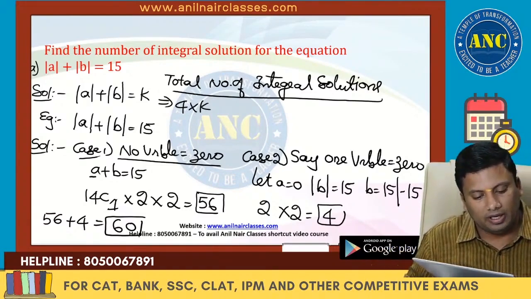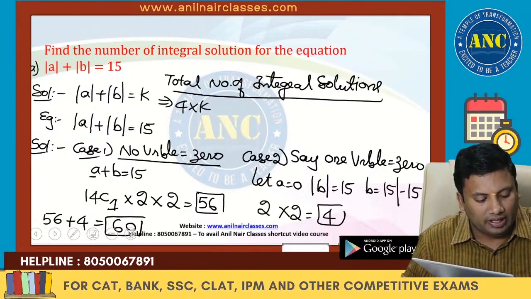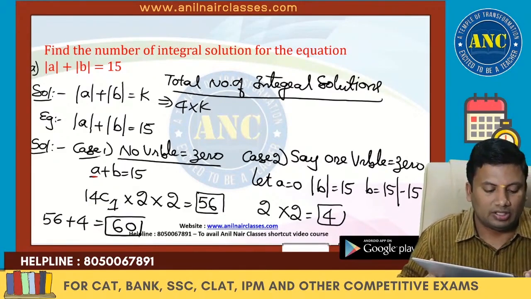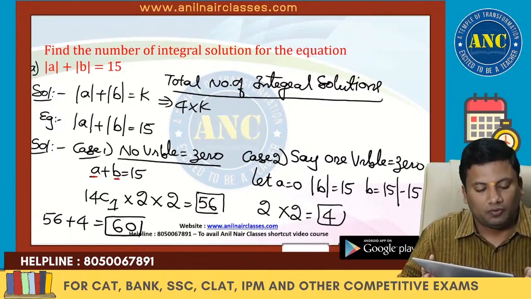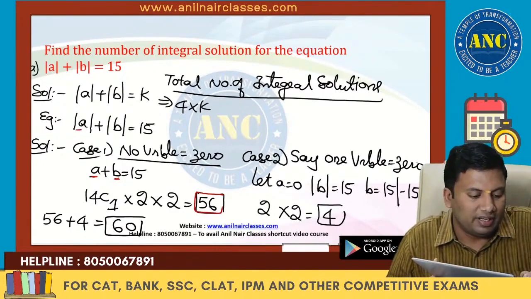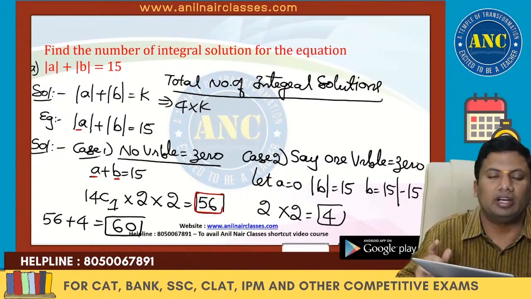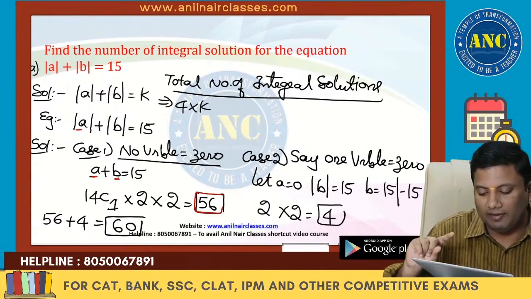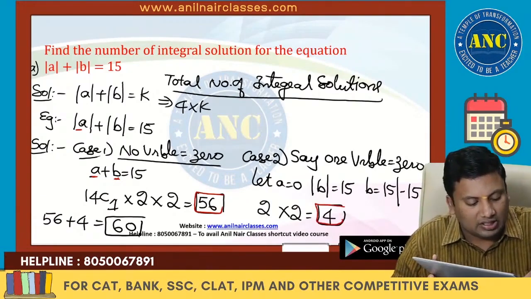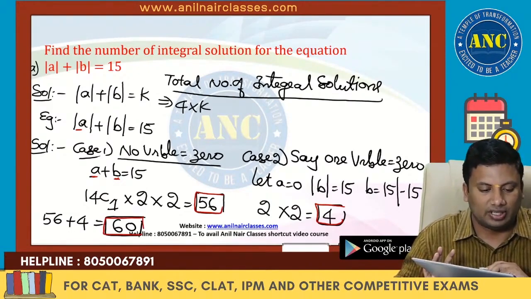|a| + |b| = 15. No variable is 0, so a + b = 15, which is 14c1. Inside plus, inside minus, 14c1 into 4 is 56. One variable is 0: if a is 0, |b| is 15, b will be plus 15 or minus 15. Similarly, if b is 0, a will be plus 15 or minus 15. So here it is 4. 56 plus 4 is nothing but 60. The answer for this question is 60. I hope it is clear.